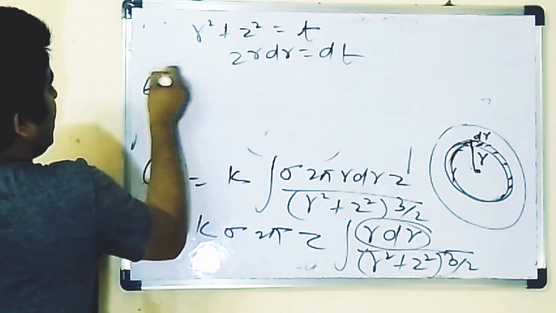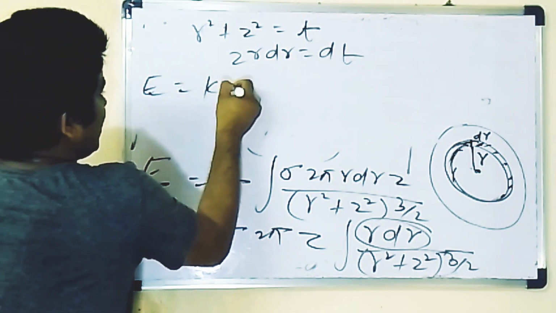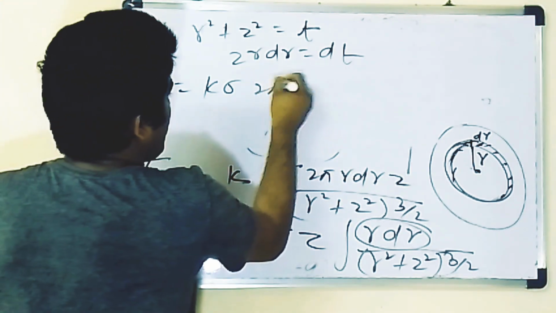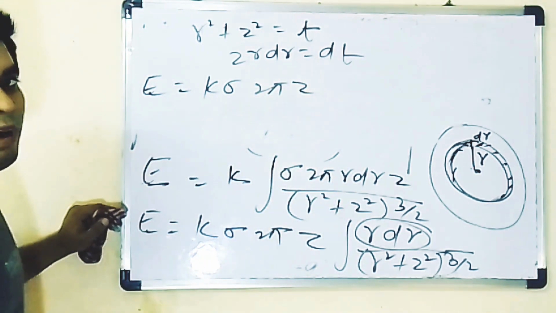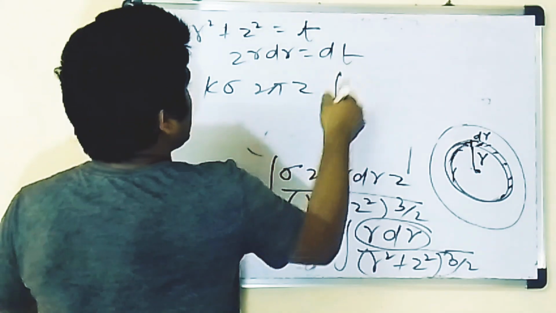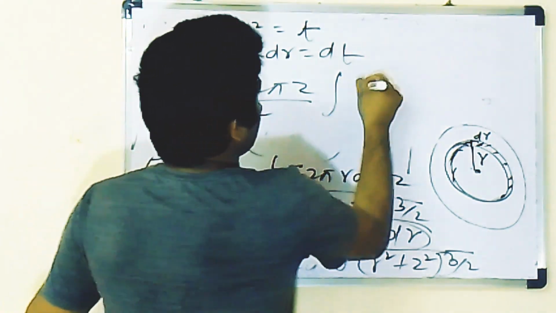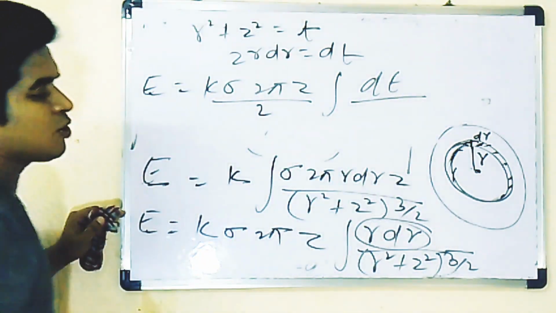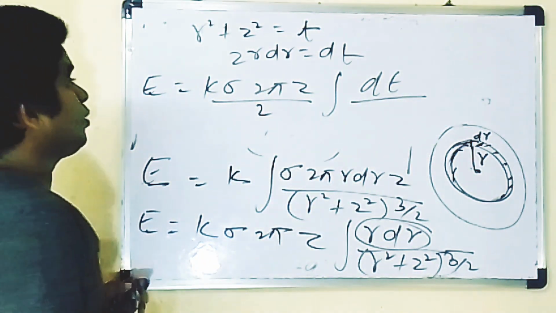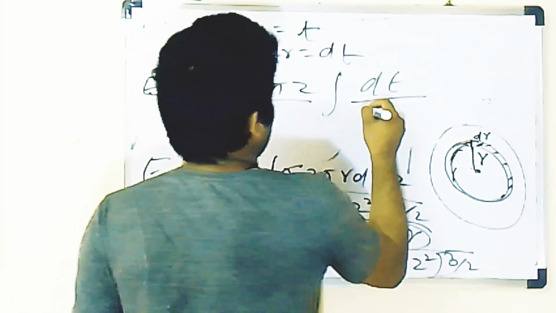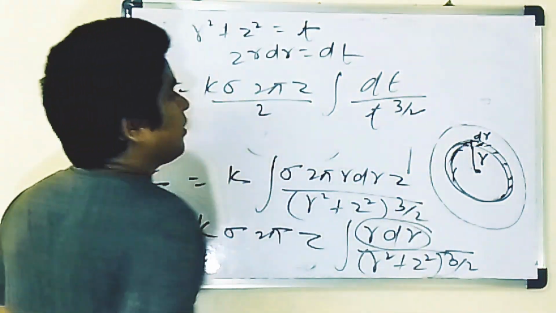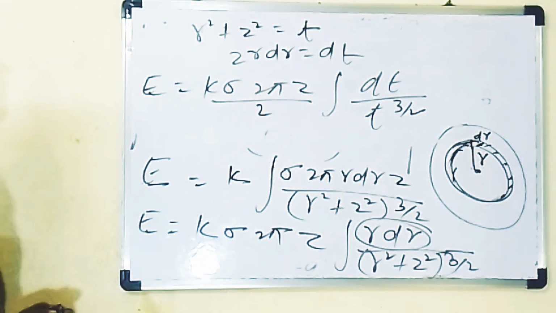So what is the electric field? It equals k sigma 2 pi z, and in place of r dr I substitute dt by 2. So I am taking 2 here, dt divided by r square plus z square power 3 by 2, that is t power 3 by 2. Agree? Now can I arrange everything? Tell me.